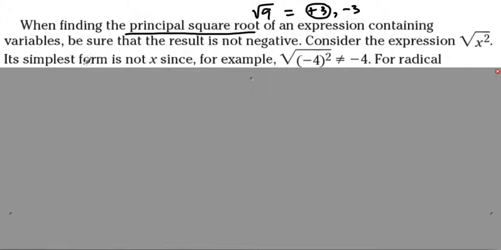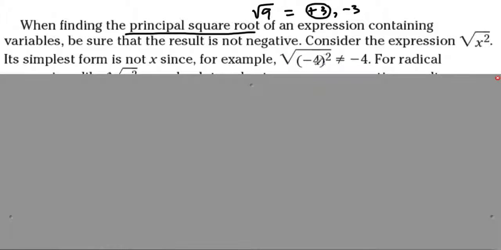But when you're referring to the principal square root of 9, we're only getting the non-negative value. And that's the reason why it's here. So when finding the principal square root of an expression containing variables, be sure that the result is non-negative, and that's what it's saying there. So consider the expression radical x squared. Its simplest form is not x, since, for example, radical of negative 4 squared is not equal to negative 4.